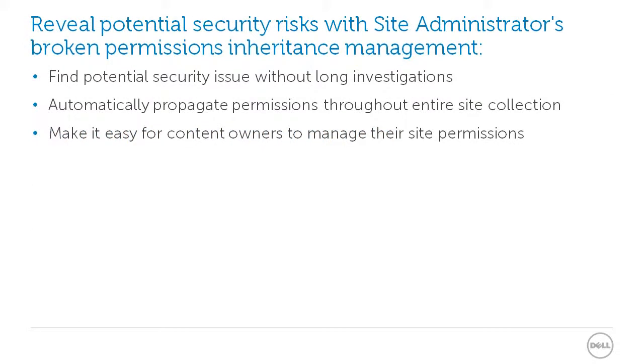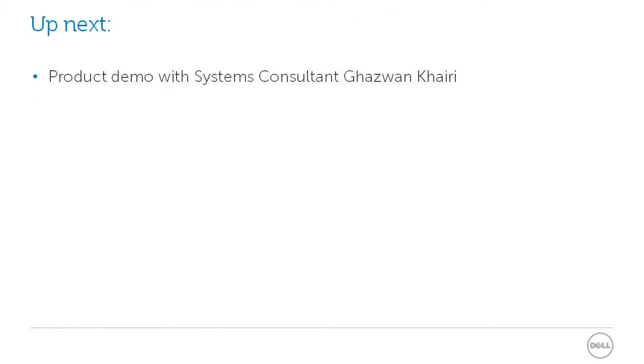You can ensure a secure SharePoint environment by revealing potential security risks found with broken permissions inheritance through Site Administrator. You can find potential security issues without long investigations by viewing detailed permissions reports to verify the reason for the broken permissions inheritance. You can automatically propagate permissions throughout the entire site collection or site by restoring inheritance in one mouse click if needed. You can make it easy for content owners to manage their site permissions through delegated and security-trimmed access to these reports and actions. Let's have Gazwan show you how to find, fix, and prevent broken permissions inheritance with Site Administrator.